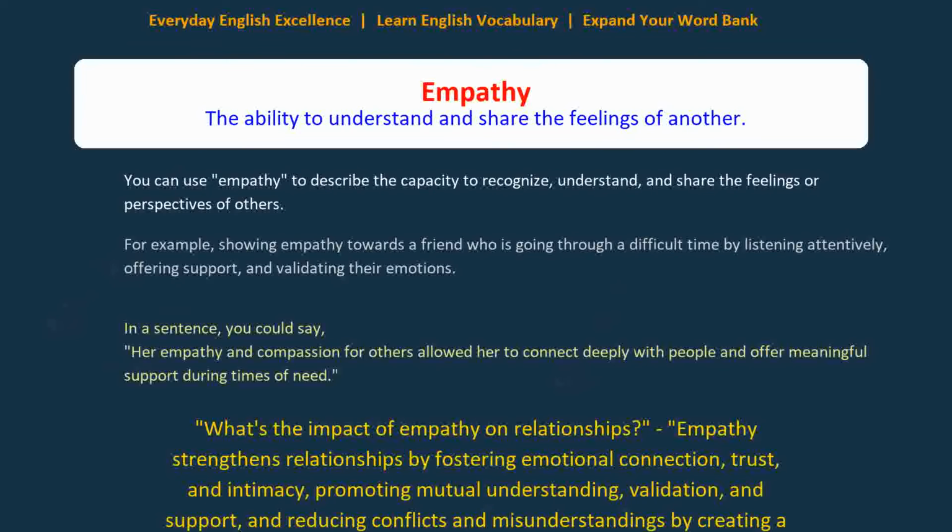What's the impact of empathy on relationships? Empathy strengthens relationships by fostering emotional connection, trust, and intimacy, promoting mutual understanding, validation, and support, and reducing conflicts and misunderstandings by creating a safe and supportive environment where individuals feel heard, understood, and valued for who they are.